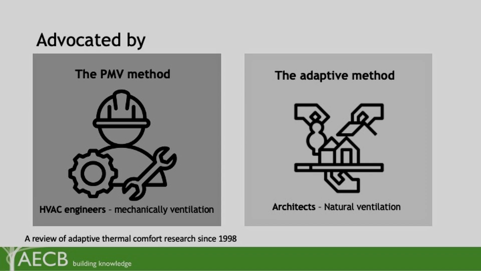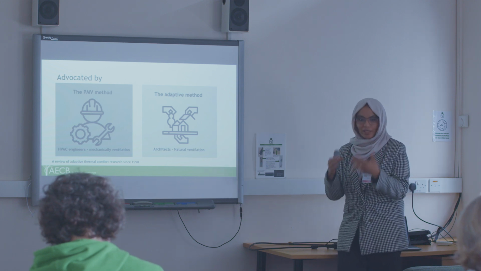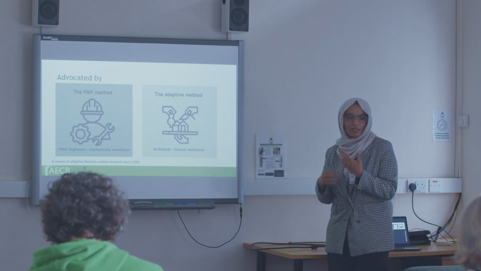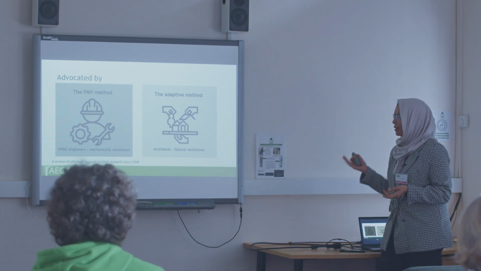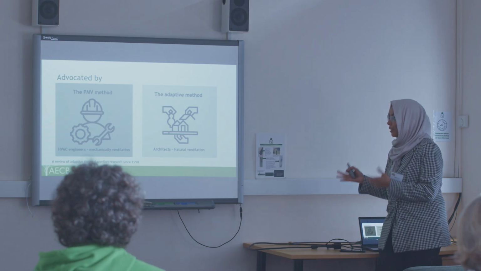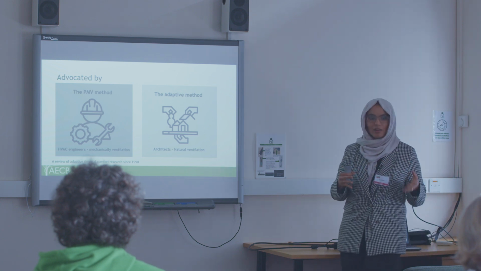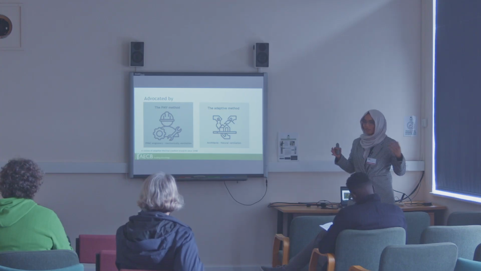So the PMV method is generally advocated by HVAC engineers. Why? Because they have a physics background. They're used to numbers. They want clear, standardized ways for designing and sizing their equipment. Whereas the adaptive method is more advocated by architects who prefer passive solutions, natural ventilation. And when you're dealing with natural ventilation, you're dealing with the elements. You're dealing with something that is not as consistent and stable as it is with the mechanical.